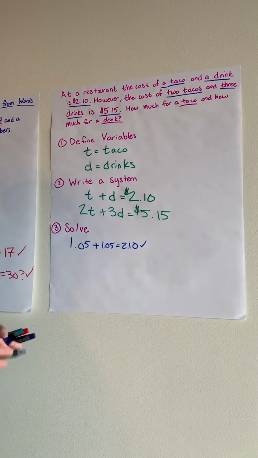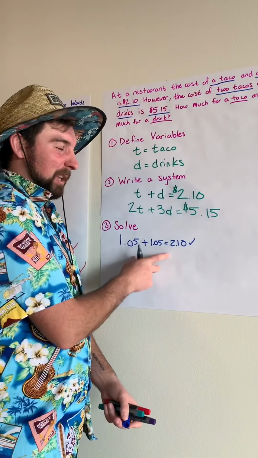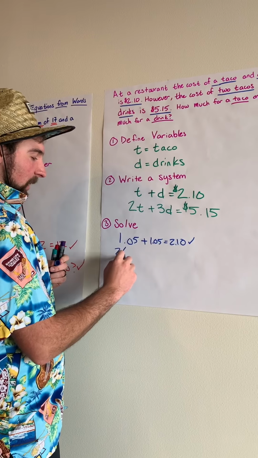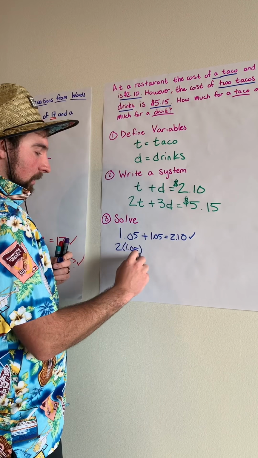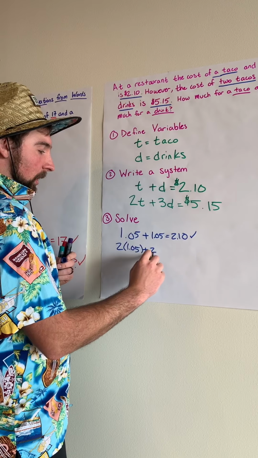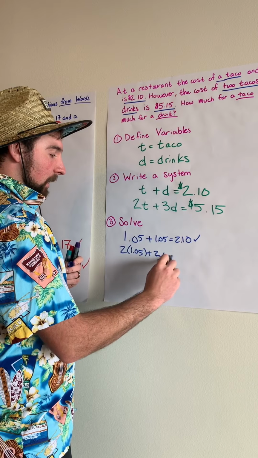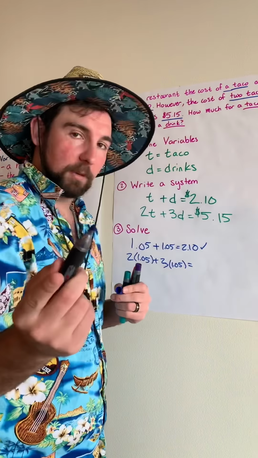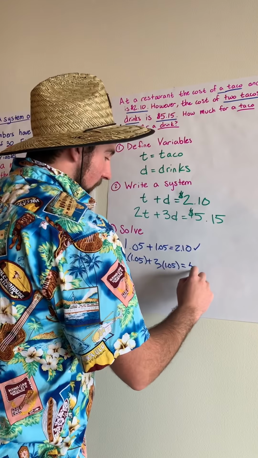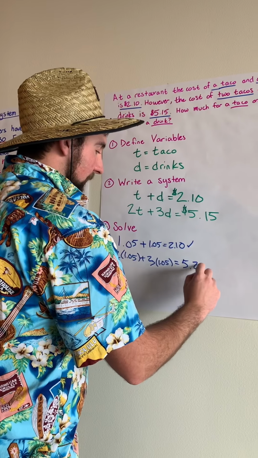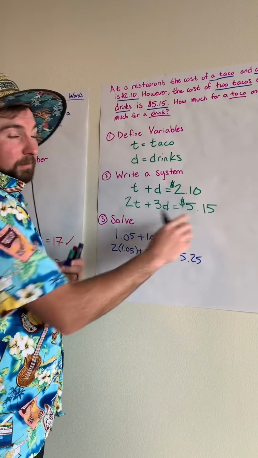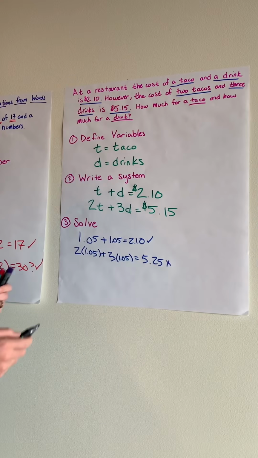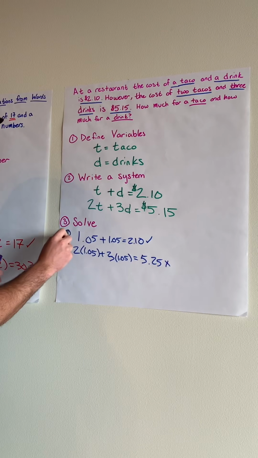That one works. Now the question is, I just got to play guessing games with the other one. Okay, so 2 times $1.05 plus 3 times $1.05. Unfortunately, I did the math, beep, boop, beep, human calculator. That's $5.25. Close, but no go. I'm gonna try another guess. So this was guess 1.